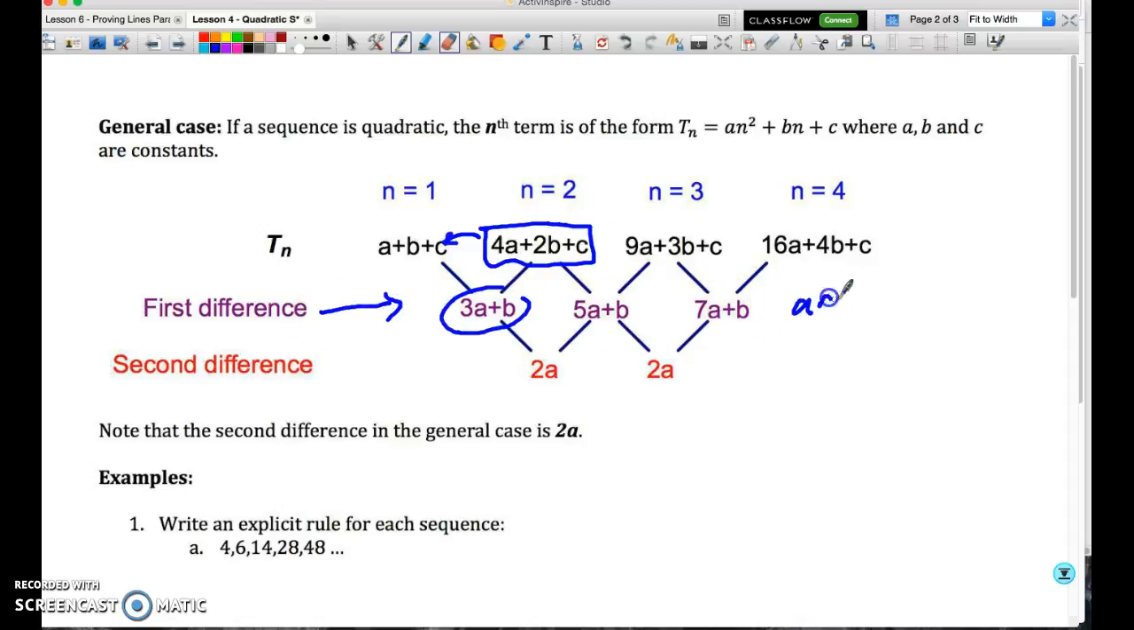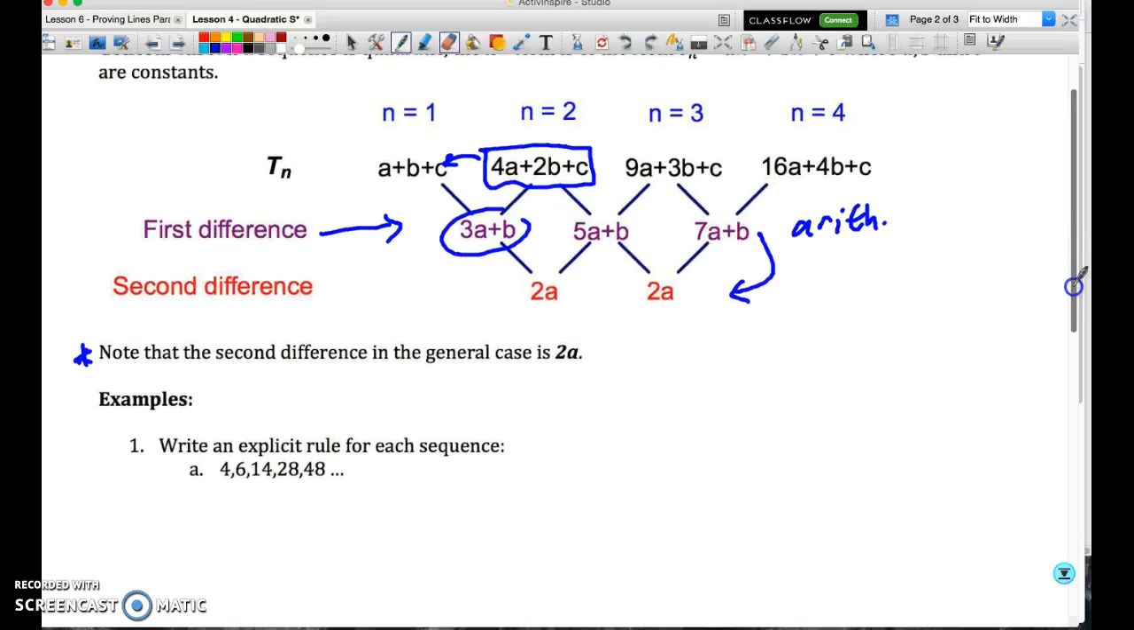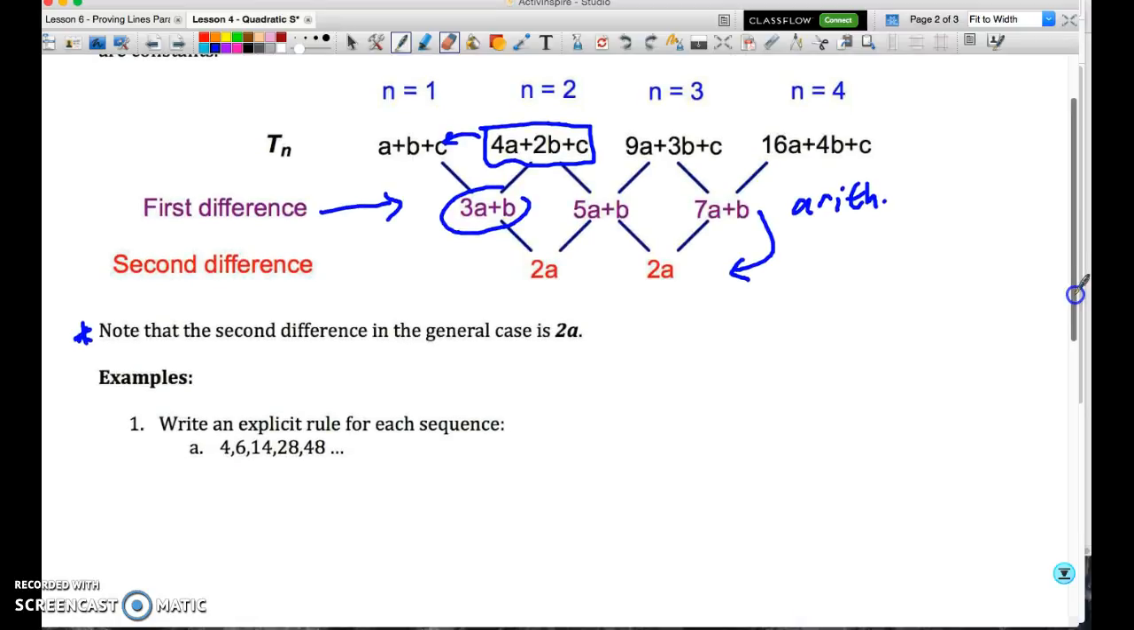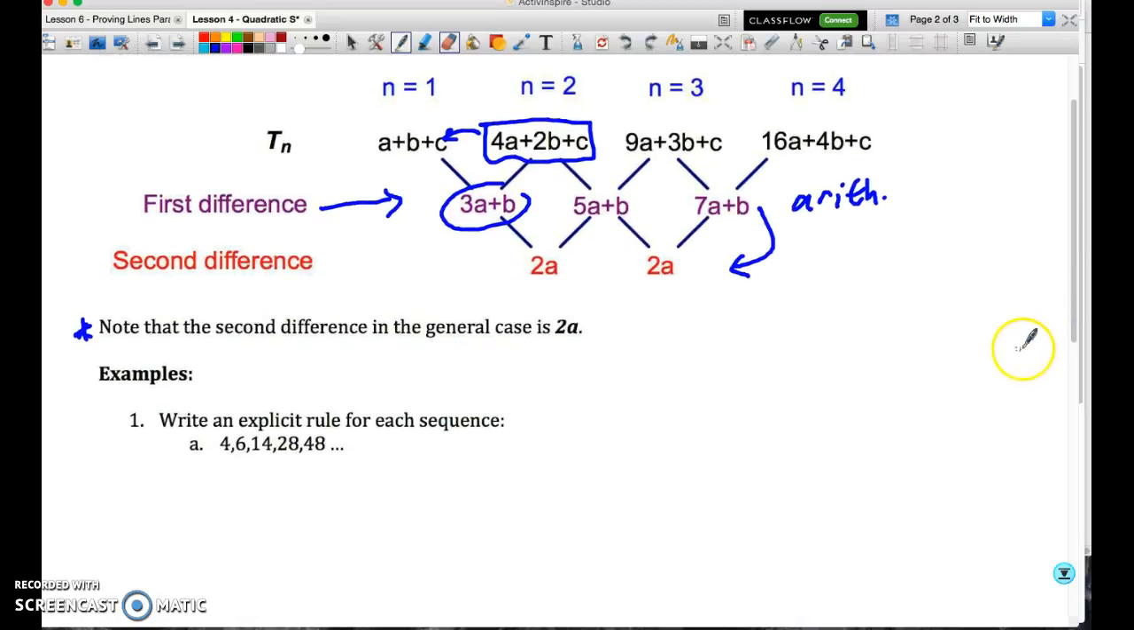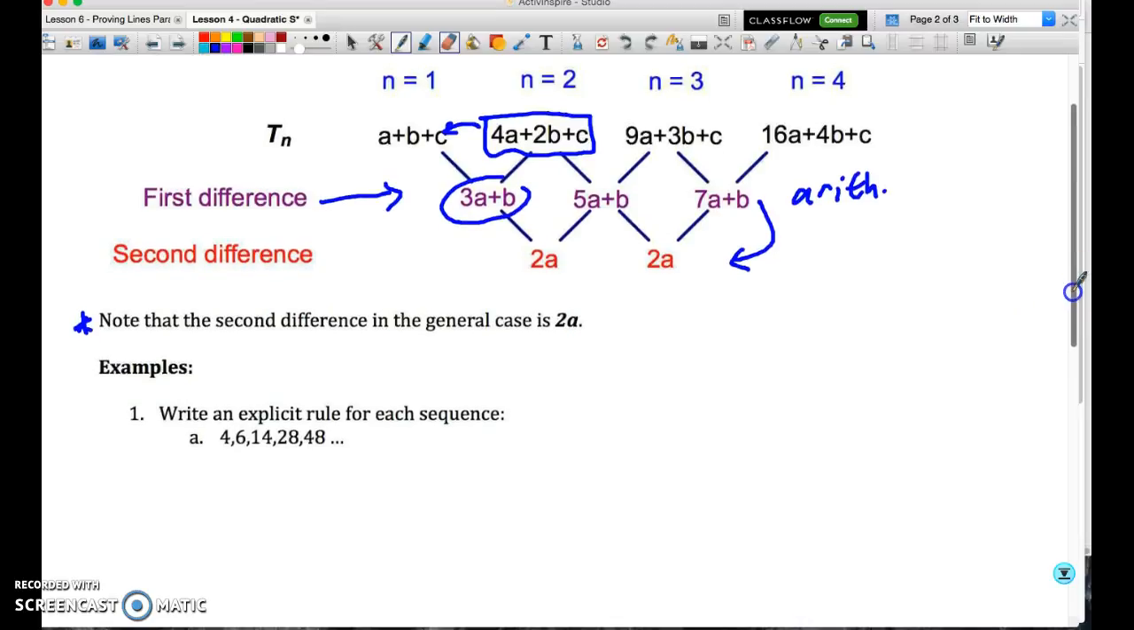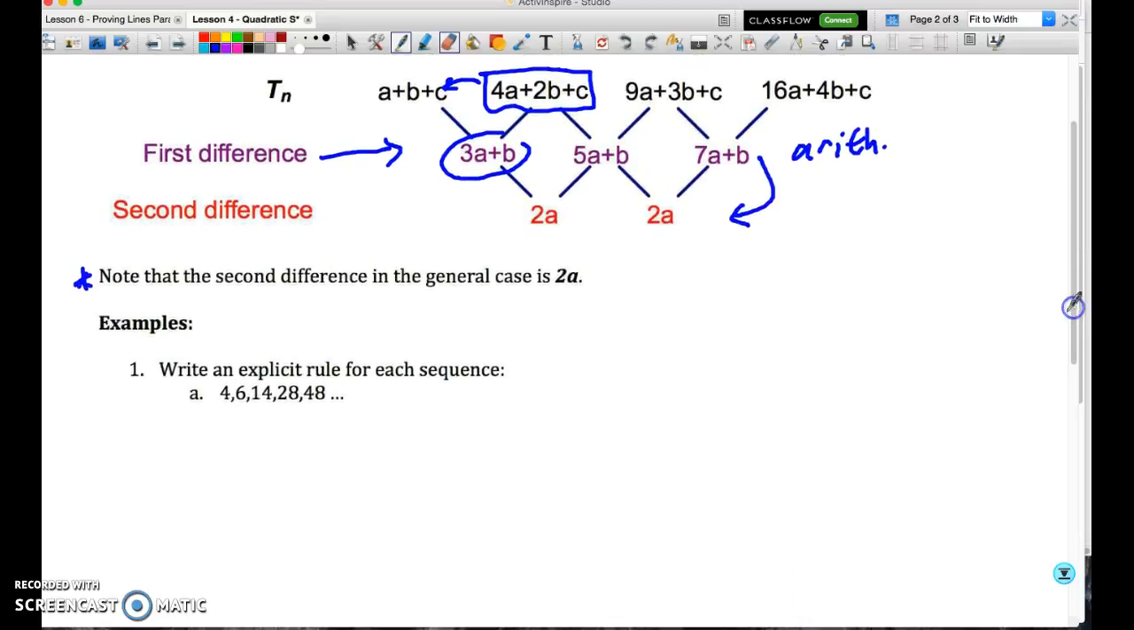The important thing to note here is that the row of first differences are themselves arithmetic, and then when we find the second differences, it yields for us a constant term, and the constant term in this particular case is 2a. And so the second difference in the general case is 2a, and so what we're going to be able to do is apply that information in order to speed up the process of solving the system of equations. Okay, and of course we have our TIs to do that as well, but we need to be able to do this by algebra.